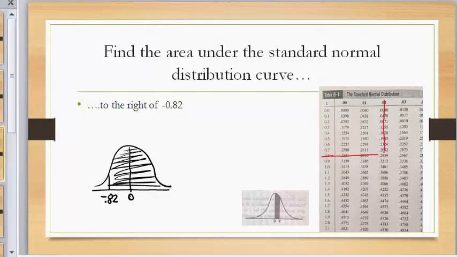And we'll see that our area is going to be 0.2939. And remember, the most important thing you can remember is that when you look up an area in the table, you are finding the area between 0 and the number that you just looked up. So 0.2939 is the area from here to here.